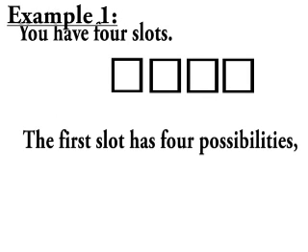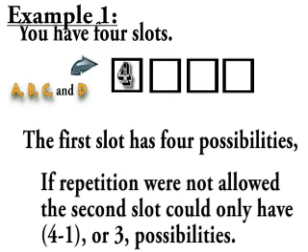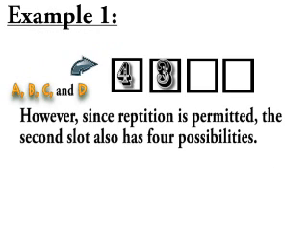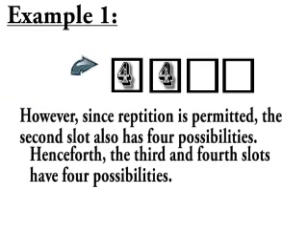The first slot has 4 possibilities: A, B, C, and D. If repetition were not allowed, the second slot could only have 4 minus 1, or 3 possibilities. However, since repetition is permitted, the second slot also has 4 possibilities. Henceforth, the third and fourth slots have 4 choices also, since they are under the same constraints.